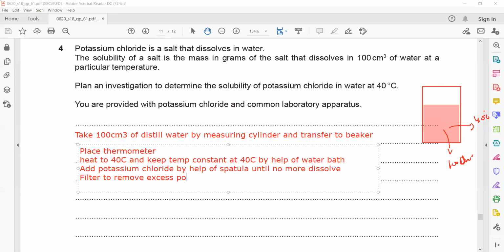Yes, soluble salts are aqueous. It means when you add a salt to water, it will dissolve. That's why we call it an aqueous solution. But it's not like all the salt dissolves. There is a limit to which a liquid can dissolve a salt, like 2 grams, 5 grams, 30 grams, and it changes with temperature, because at higher temperature there is more space available between the particles, so it can dissolve more. So filter to remove excess potassium chloride.